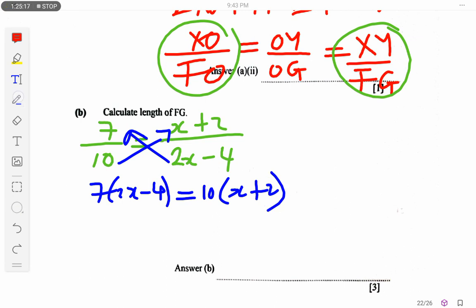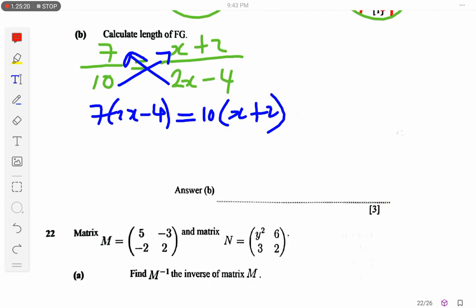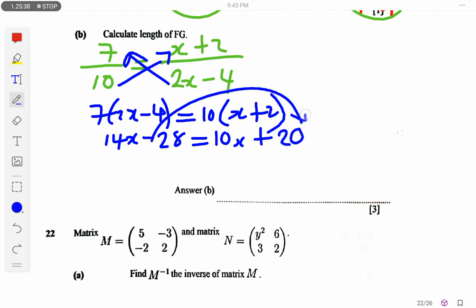Simplifying 7 times 2x, what do we get? We get 14x. 7 times minus 4, that's minus 28, is equal to 10 times x, that's 10x, plus 20, like that. Okay, so I will take this one to this side and this one to this side. The minus 20 becomes a plus. So I have 14x minus 10x is equal to 20 plus 28.